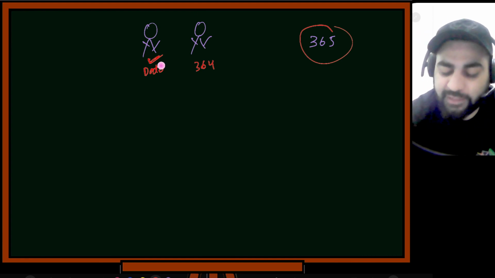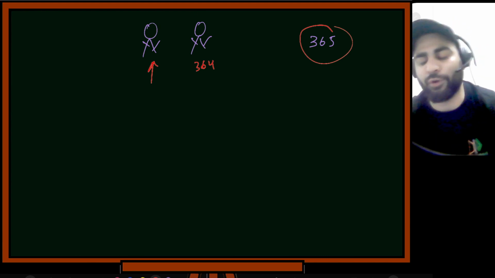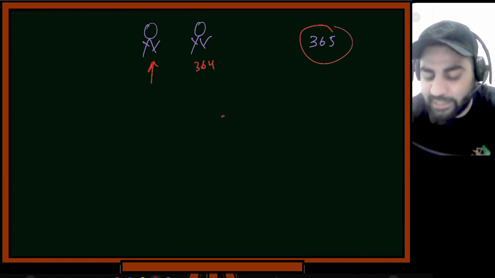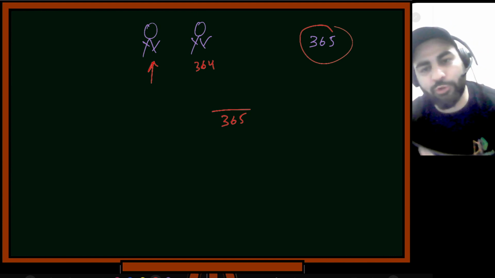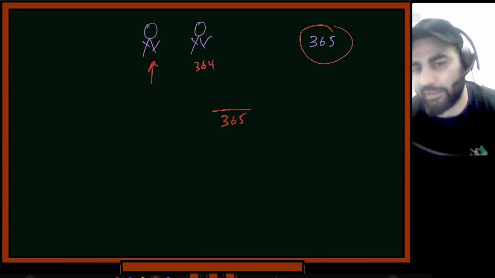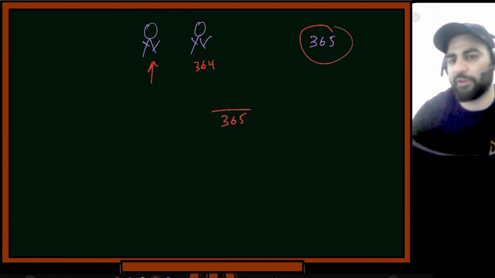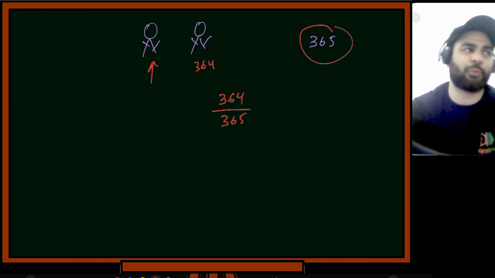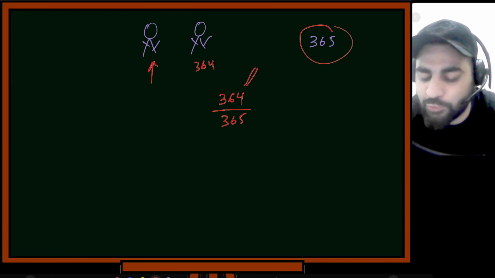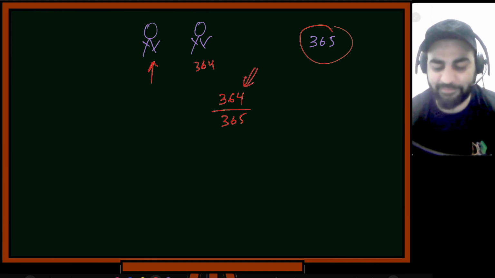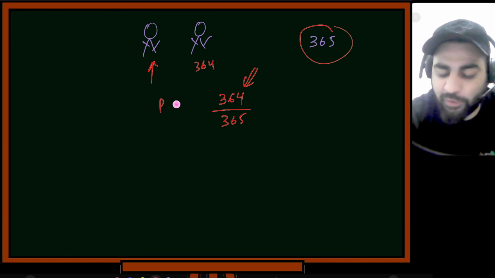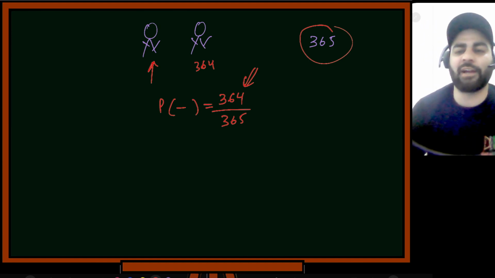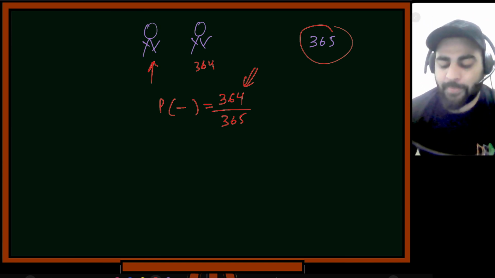So what I'm saying is, this guy has some birth date, the date he was born on, and I'm trying to compute the probability that they don't share the birthday. Out of these 365 days, he should not choose that one day. So he has 364 possibilities to choose from, out of 365. That's the probability that two people will not share the birthday. Is it clear? Yes, sir.